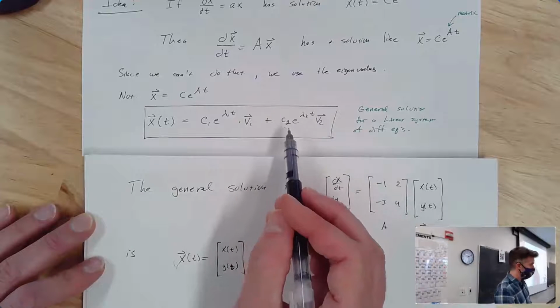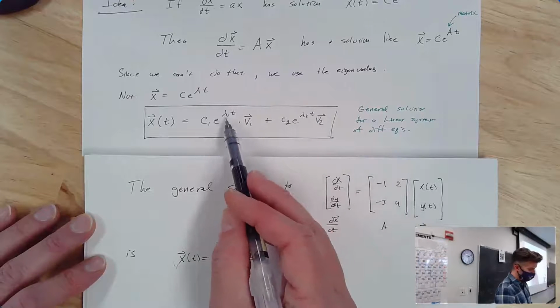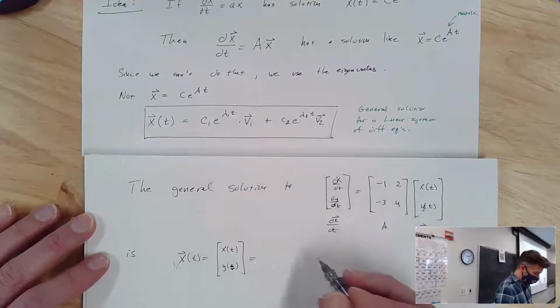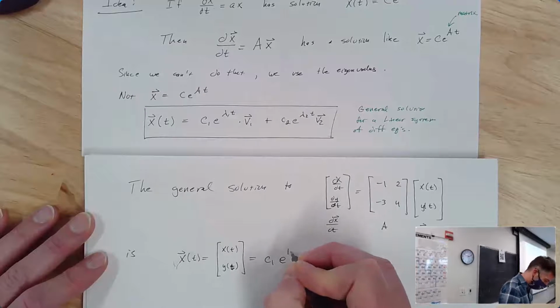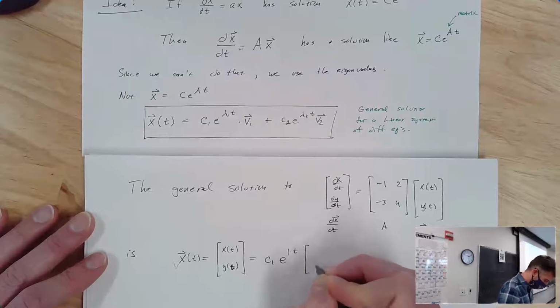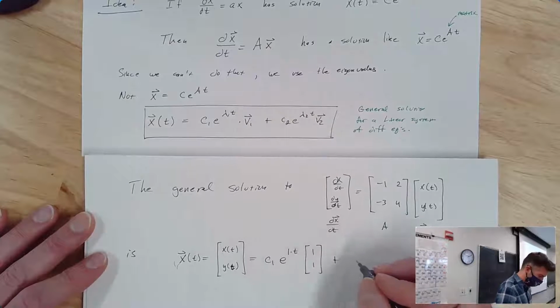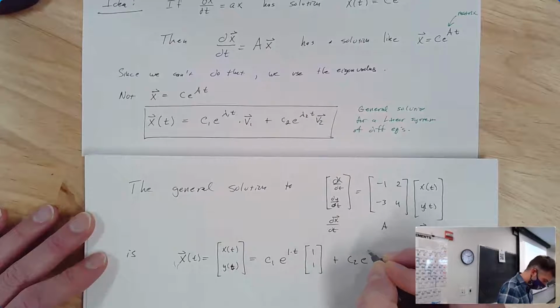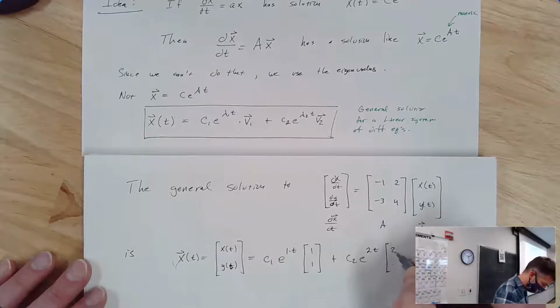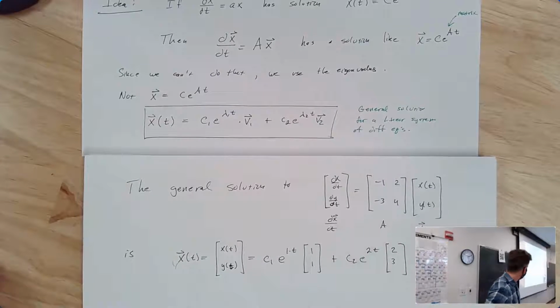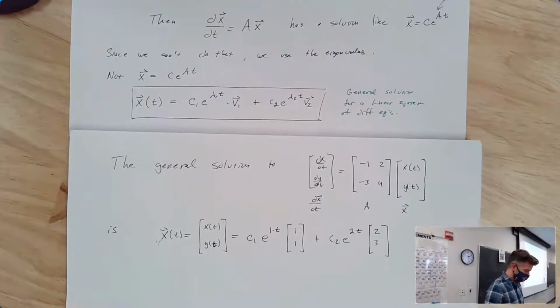We don't know what C1 and C2 are yet. We do know what lambda 1, V1, and lambda 2, and V2 are. So I'll remind you, lambda 1 was 1, and V1 was the vector 1, 1. Lambda 2 was 2, and V2 was the vector... I don't remember actually what the V2 vector was. Let me go back and look. I think it was 2, 3, or was it 3, 2? It was 2, 3. There is our general solution.